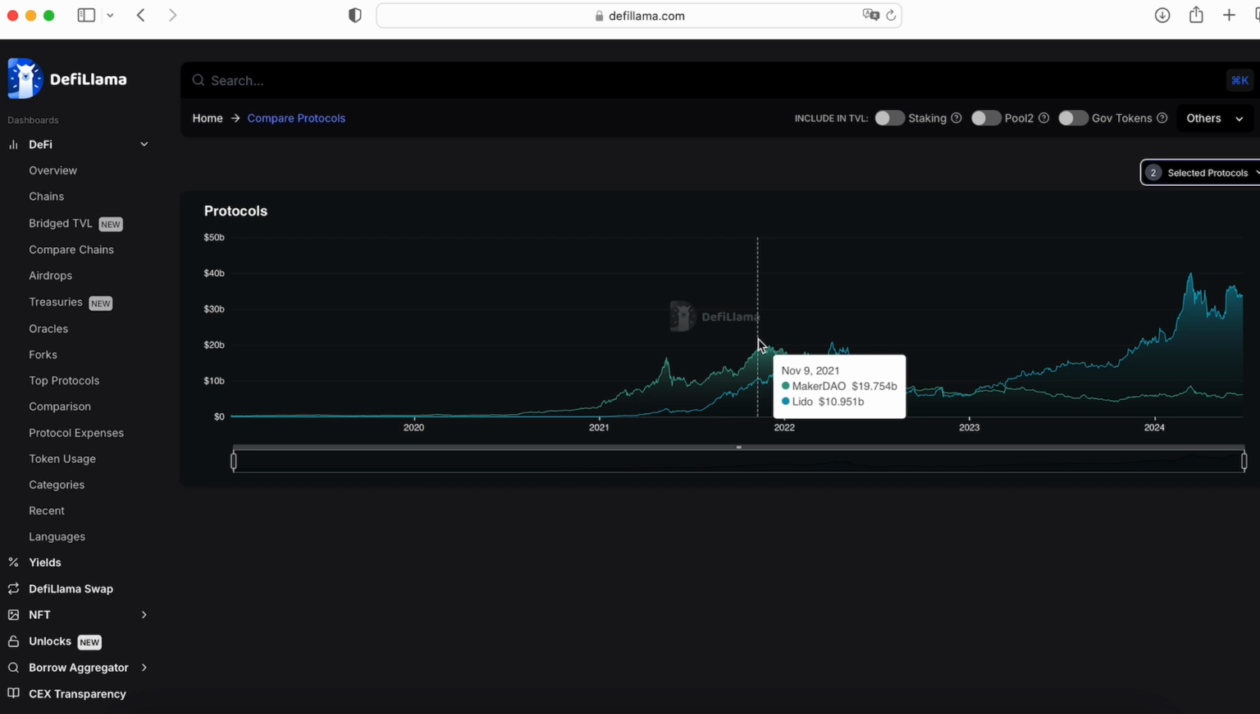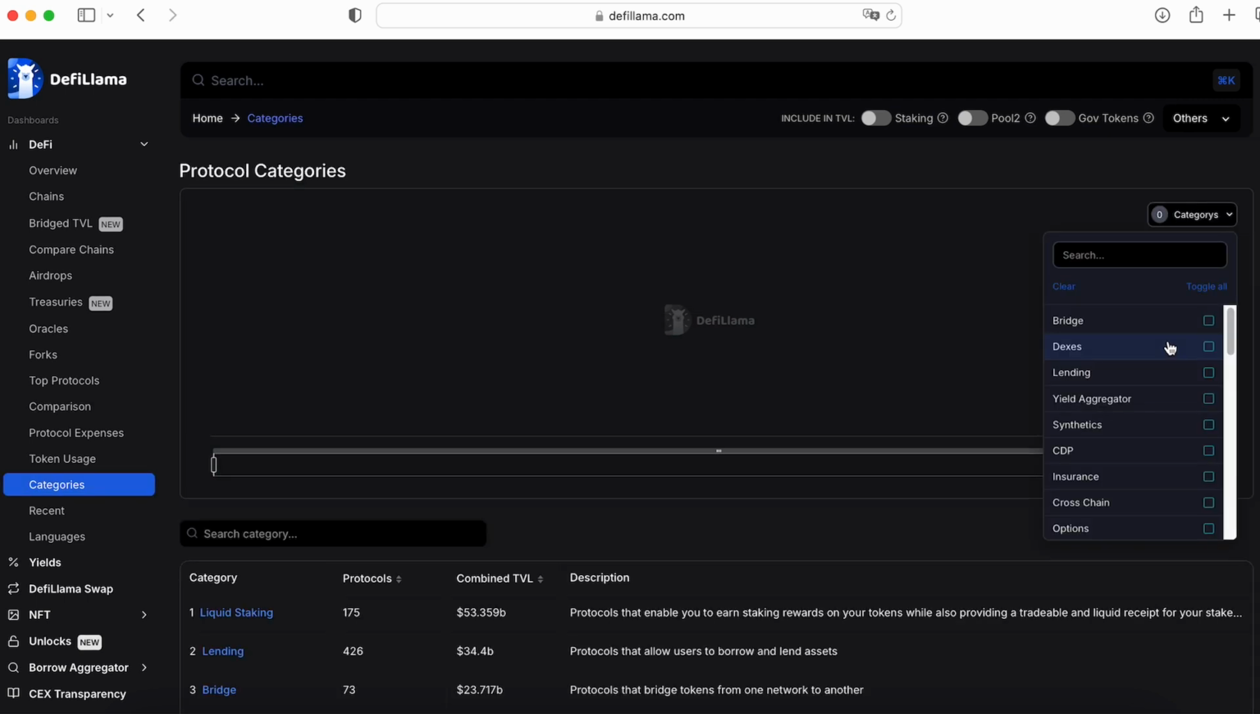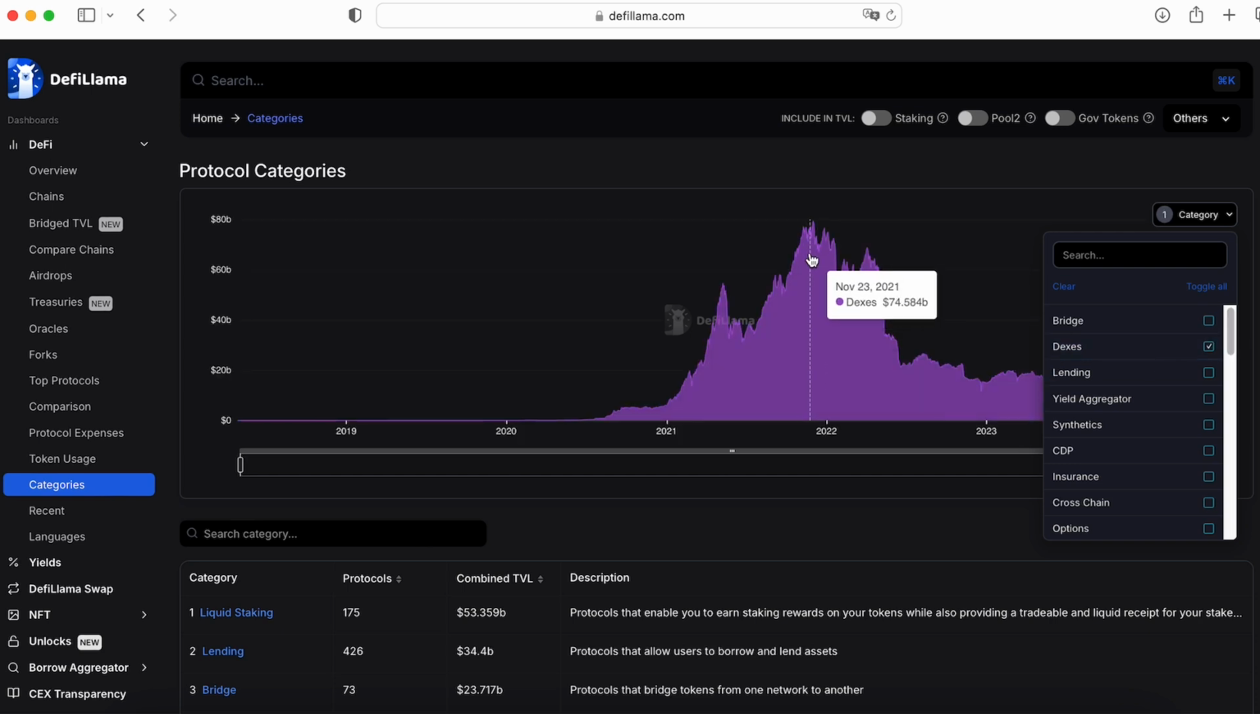The hype of MakerDAO was at its top in November 2021, but then it underperformed a little. And we can find out which category is now pumped, hyped around. So for example, here was DEXs. Here, the hype of DEXs was exactly in December 2021. You remember the price of DeFi, right? But then the hype around DEXs is going down.